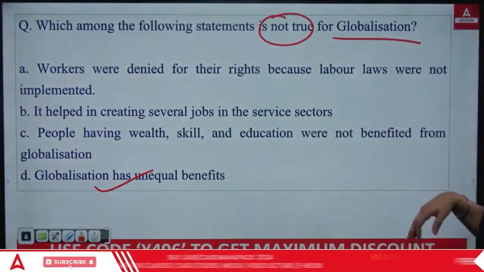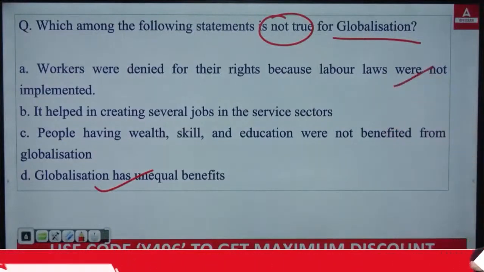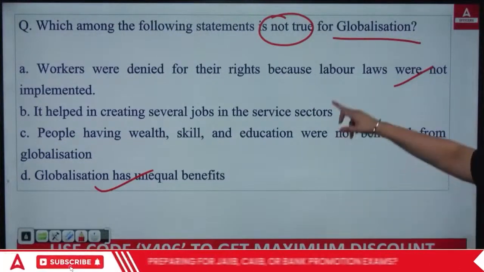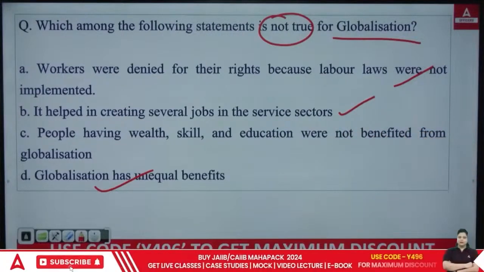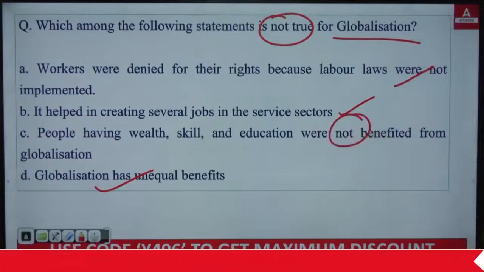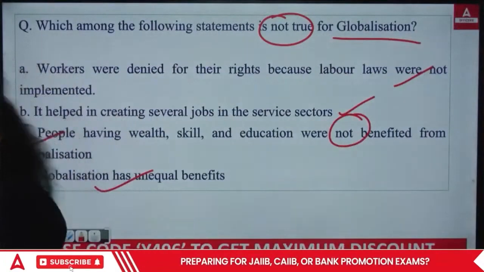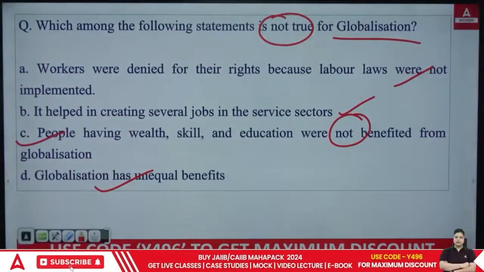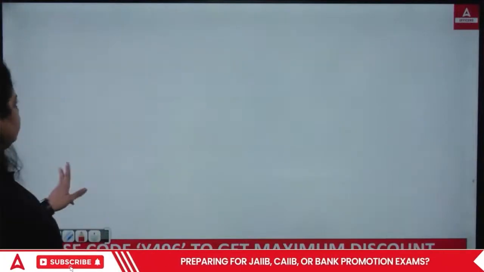Then, workers were denied their rights because labor laws were not there. Yes, it has been seen. It helped in creating several jobs in the service sector. This is also true. People having wealth, skills and education were not benefited from globalization. No, this is not true. Everybody got benefited because of globalization. So the third option, option C, is not correct about globalization. The right answer is C. Next.